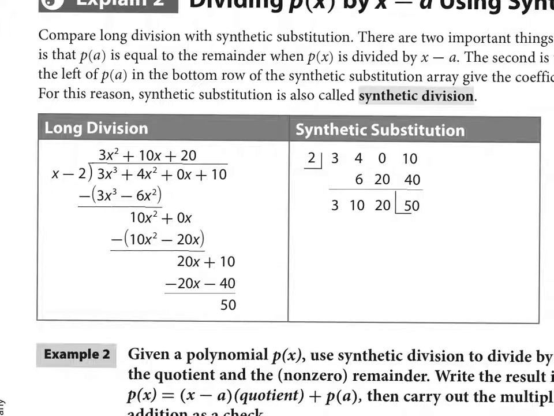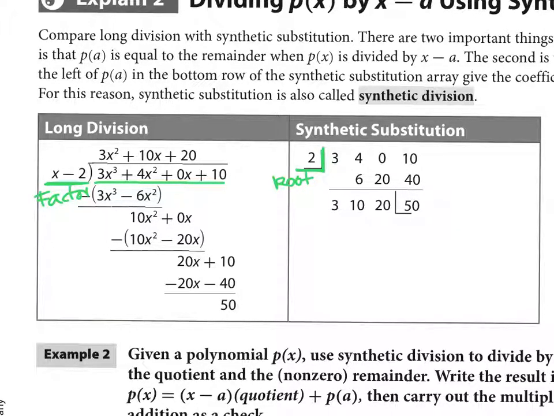So in the long division, I'm dividing 3x to the third plus 4x squared plus 0x plus 10 by x minus 2. So notice in the synthetic division that x minus 2 becomes positive 2. It is like when we go from a factor to a root, how you have to change the sign, that's what's happening there.